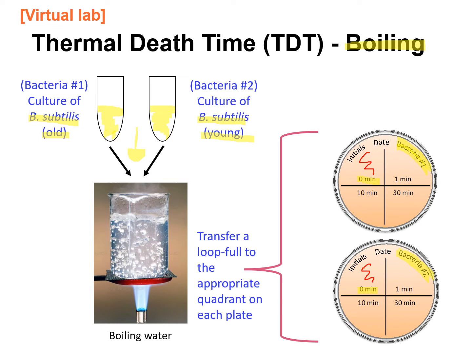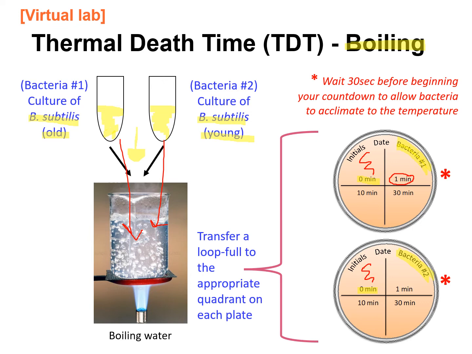Okay. Now, what does 1 minute mean? It means that you want to keep both of your samples in the boiling water, okay? So place both of them into the boiling water and keep them there for at least 1 minute. And then after that 1 minute, you're going to take them out and inoculate them onto the plates. But if you think about it, for you to sample at 1 minute, when you place your test tubes into the boiling water, you need to wait for at least 30 seconds before setting your timer for 1 minute.